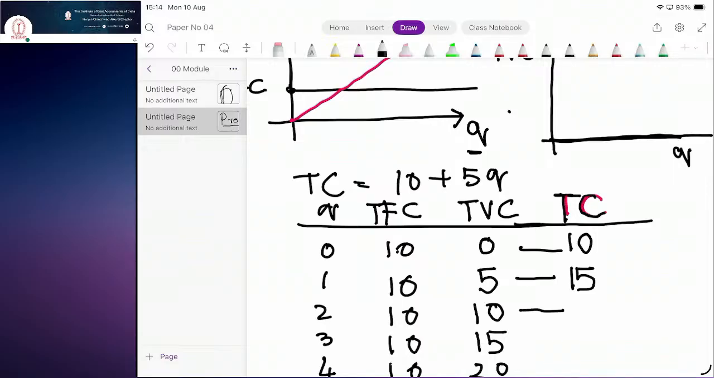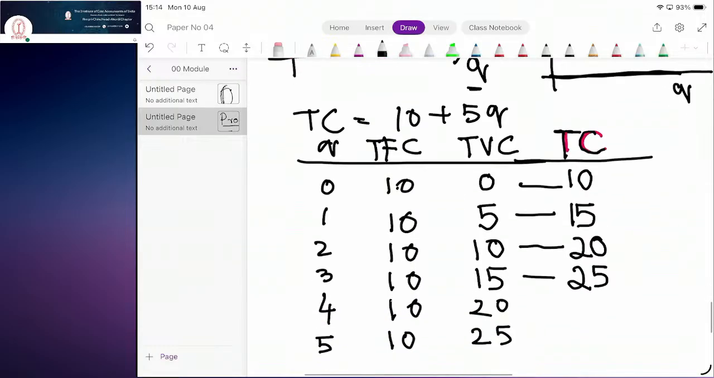10 plus 10 is 20. Are you all getting this? 10 plus 15 is 25. 20 plus 10 is 30, and 25 plus 10 is 35.